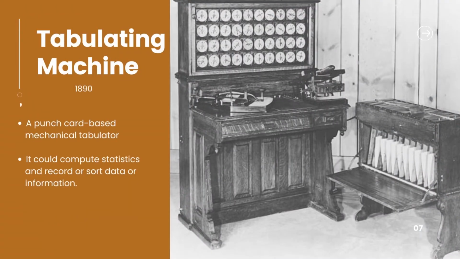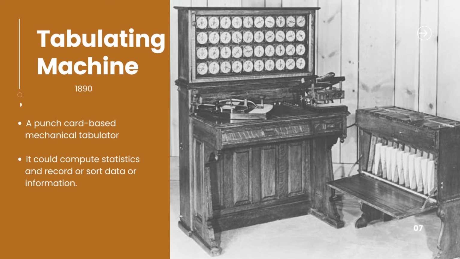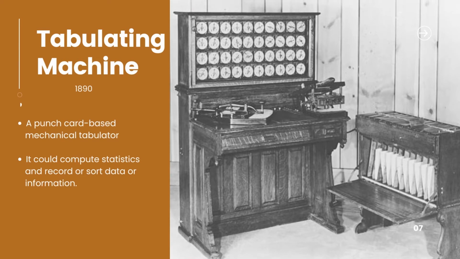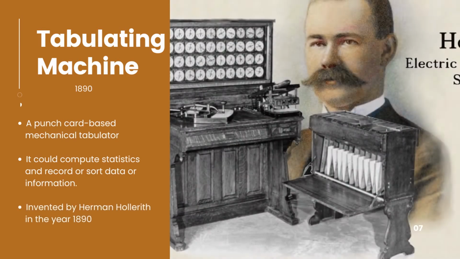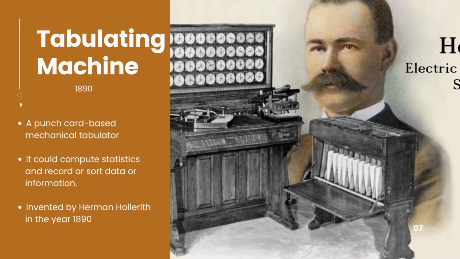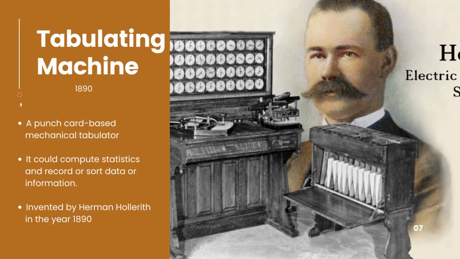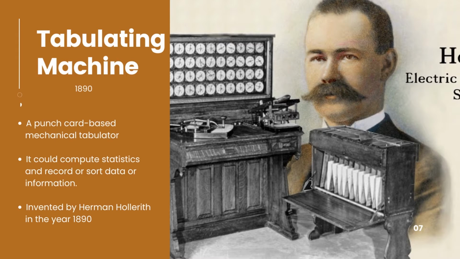The next one is the tabulating machine. Herman Hollerith, an American inventor, created a machine called the tabulating machine, or tabulator, in 1880. It was an electrical calculating device based on punch cards for processing and storing information. Herman Hollerith's tabulators became so popular and successful that he started his own company that later became International Business Machines, or IBM.